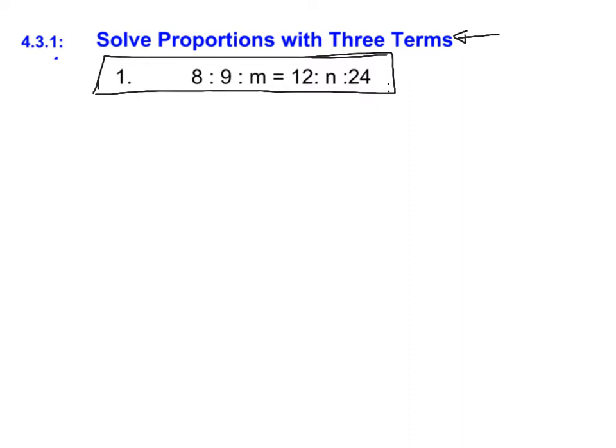Again, if there's 3 terms, there's no way I'm going to write 8 over 9 over m on one side equals 12 over n over 24. This is not good thinking because there's no such thing as these fractions. So I'm going to do this the other way that I had mentioned. I'm going to make proportions in order. I'm going to make a proportion between the two first numbers. So in this case, I'm going to write 8 over 12 is equal to the proportion of the two second numbers in that same order, left, which is 9 over the right one, which is n.